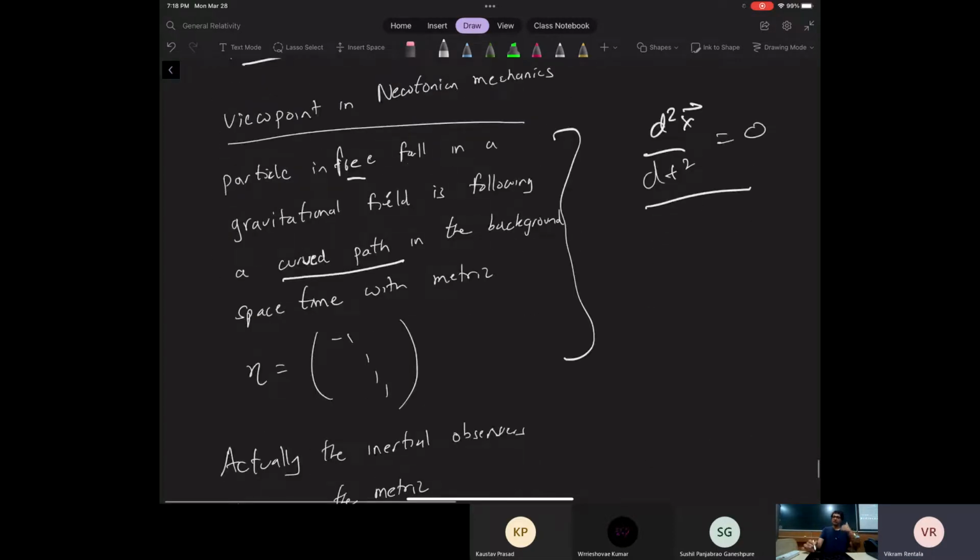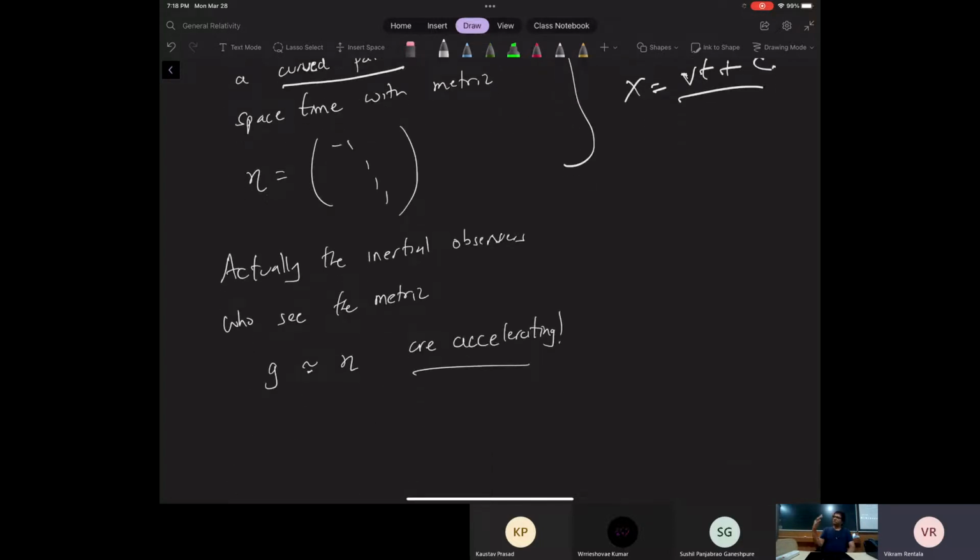The viewpoint that we were taking before was that the particles are not following a straight line, because this is what we thought a straight line should be. It should be just something like x is equal to vt plus constant. We thought this is the rule that they should follow.